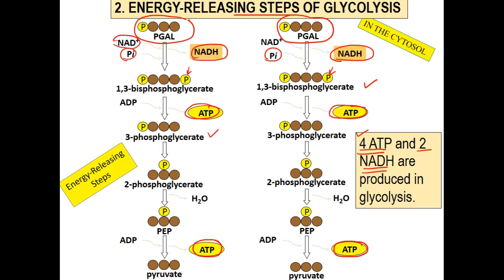Okay, so if we look at glycolysis on the whole, we see that 4 ATP are produced, but there was an input of 2 ATP. So we say we have a net gain of 2 ATP molecules in glycolysis. And we also have a net gain of 2 NADH.